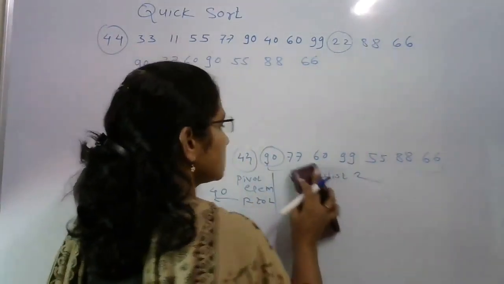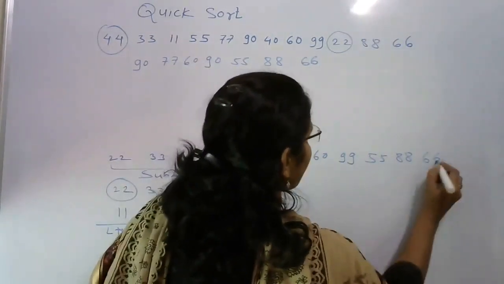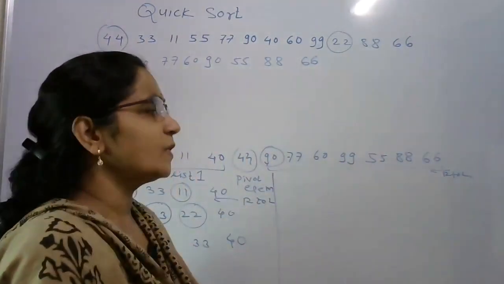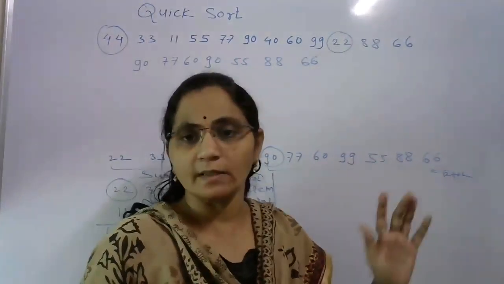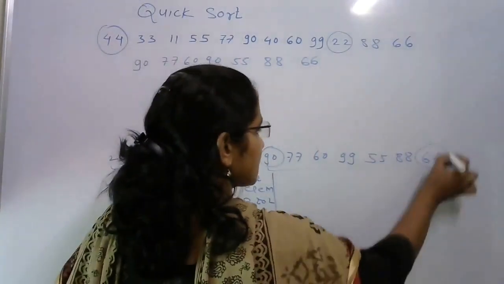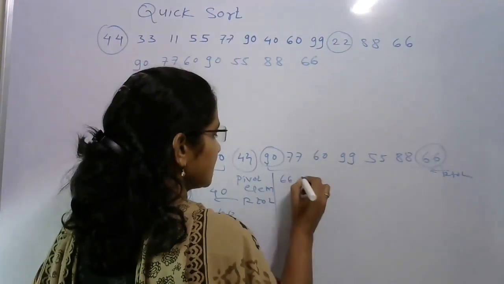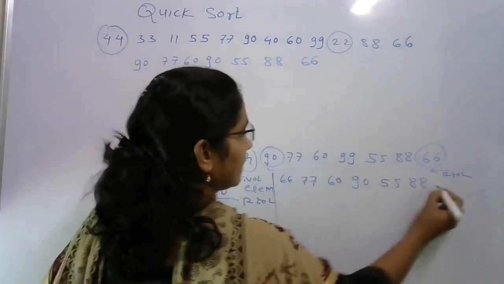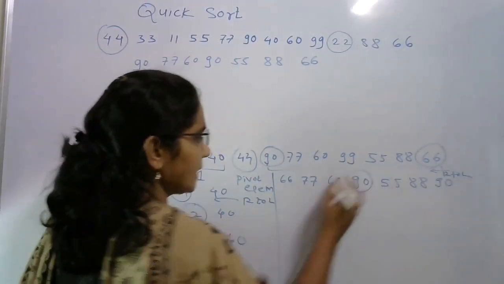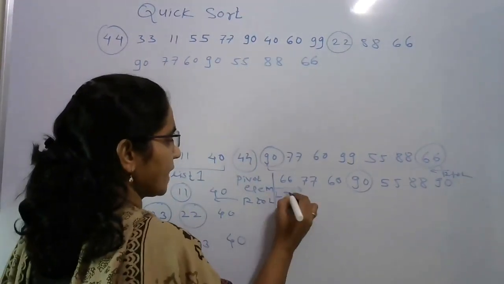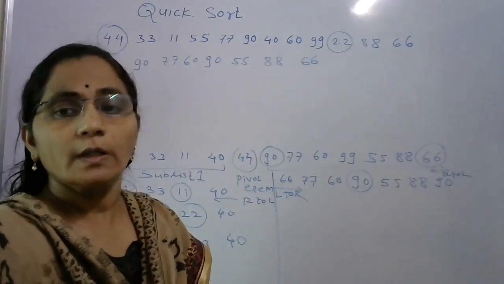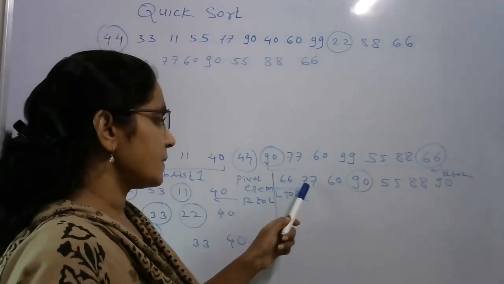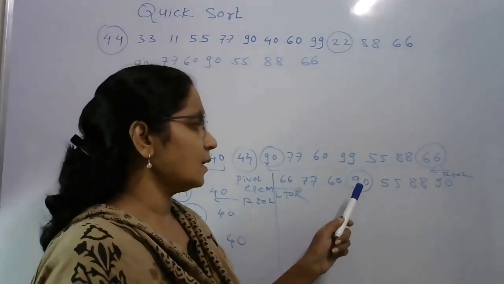So you go from right to left, and stop the comparison when you get a less element than the 90. So it is 66. So now you exchange: here 66, then 77, 60, 99, then 55, 88, and here 90. Our pivot element is 90. Now you start from left to right and stop the comparison when you get a larger element than the 90.